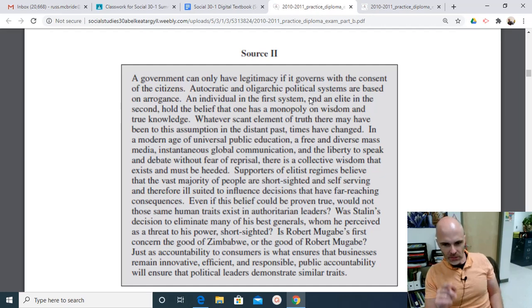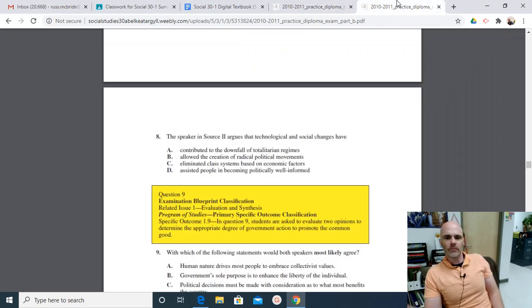Just as accountability to consumers is what ensures that businesses remain innovative, efficient, and responsible, public accountability will ensure that political leaders demonstrate similar traits. Public accountability, because of the media, we can now hold the government accountable, and therefore they can't be tyrants and stuff. Well, let's go see if we can rule some out.